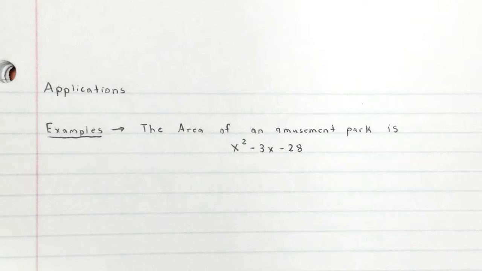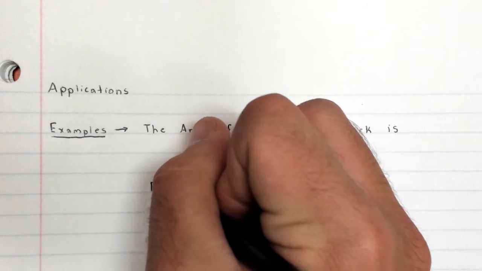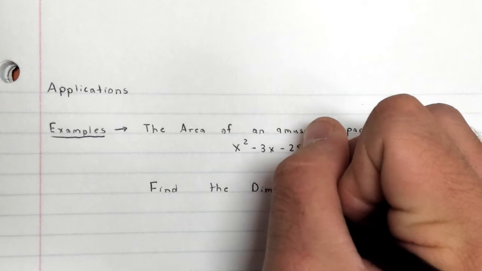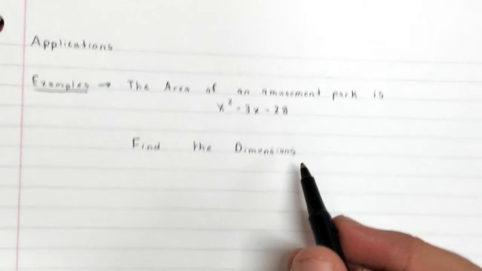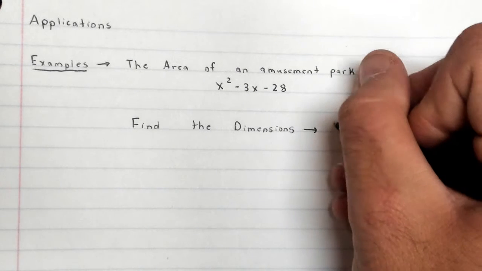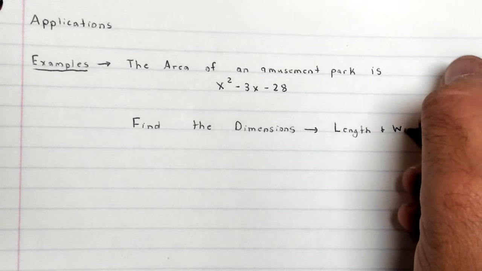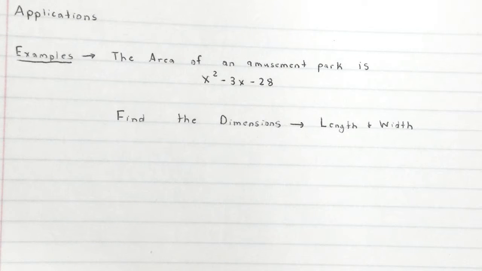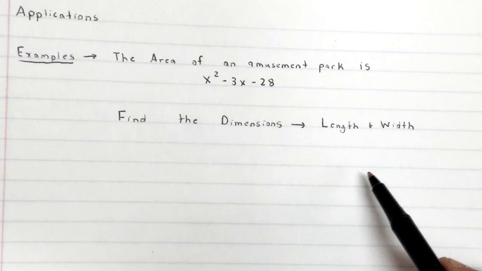I want you to find the dimensions. Now, this is a word you have seen several times, but it keeps plaguing us. Dimensions are just the length and the width. So if this is the area, I want the length and width.